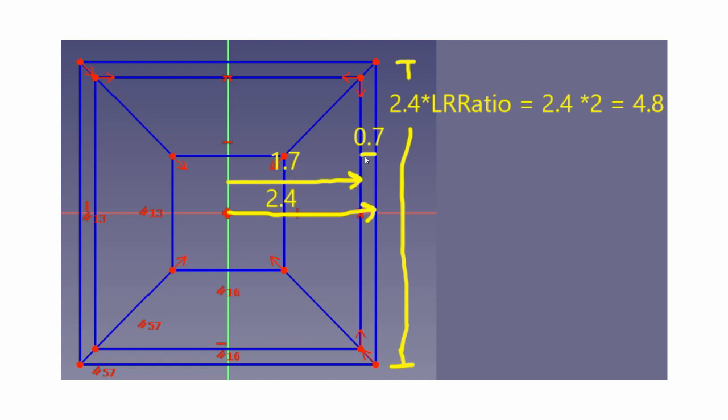We just figured out that this little segment here is 0.7, which means that the distance from the center all the way out to our third square side must be 2.4. And using the LR ratio, we can figure out the L, the length of this outer side of our third square. The length of the side must be this 2.4 times the LR ratio. 2.4 times 2 equals 4.8. Okay?